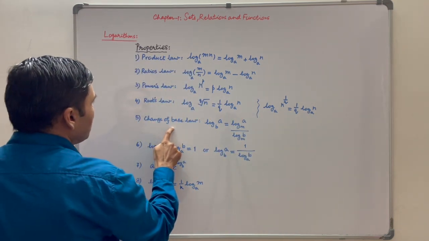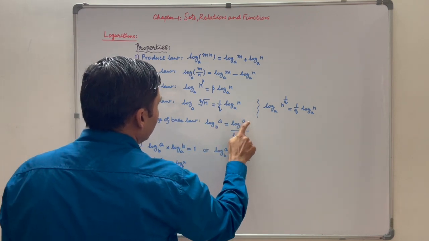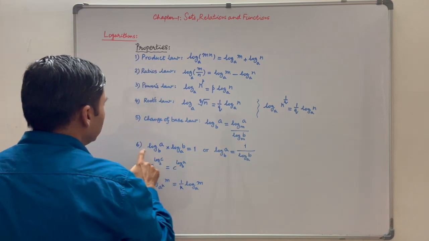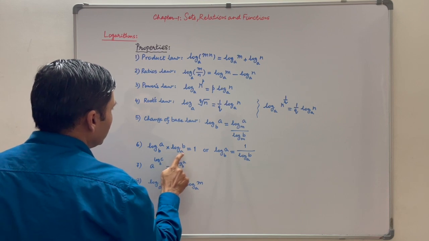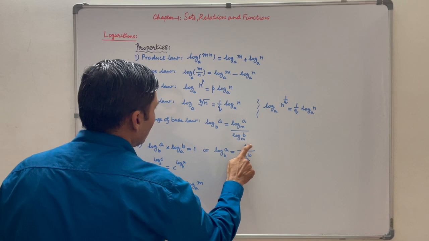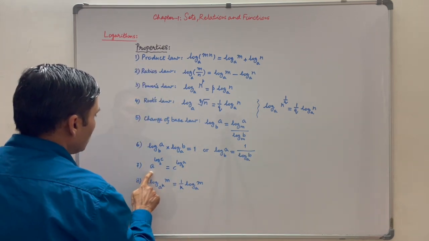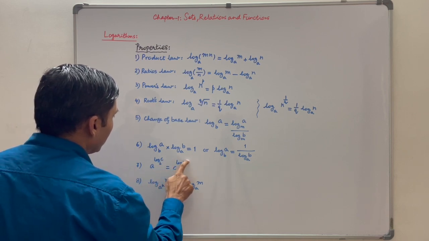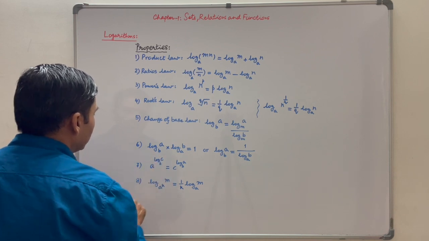Fifth one, change of base law. Log a to the base b is equal to log a to the base m upon log b to the base m. Sixth one, log a to the base b into log b to the base a is equal to 1, or log a to the base b is equal to 1 upon log b to the base a. Seventh one, a to the power log c to the base b is equal to c to the power log a base b. A and c can be swapped.